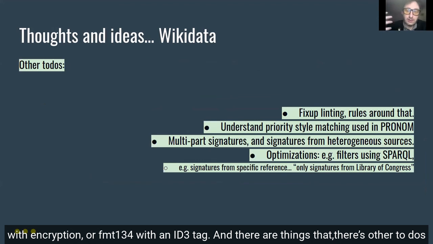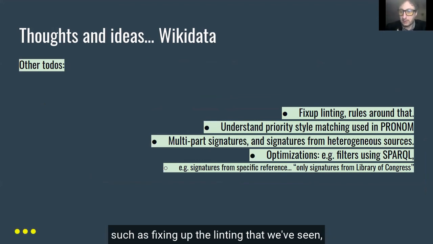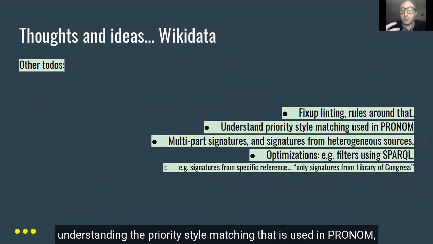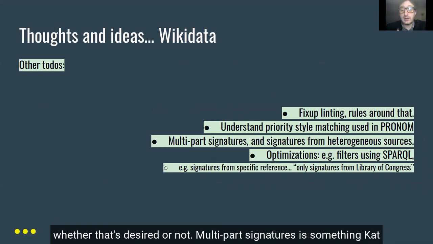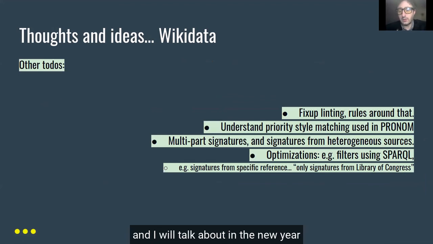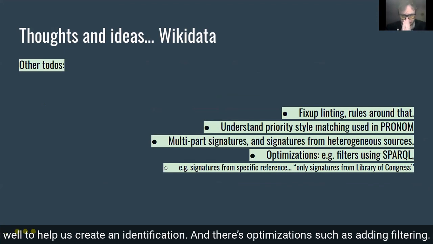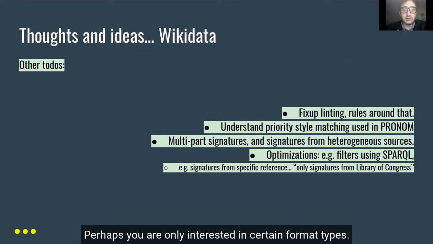And there are things that are other to do, such as fixing up the linting that we've seen, making that a little bit more consistent and communicating a little bit more about what that means, understanding the priority style matching that is used in Pronom, whether that's desired or not. Multi-part signatures is something Kat and I will talk about in the new year. That's where signatures come from multiple different sources and don't necessarily blend well to help us create an identification. And there are optimizations such as adding filtering. Perhaps you're already interested in certain format types.